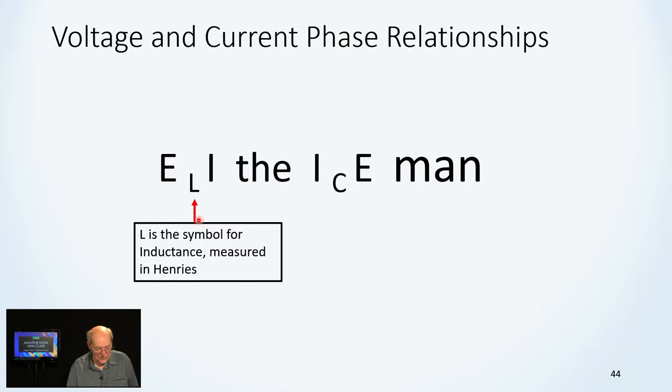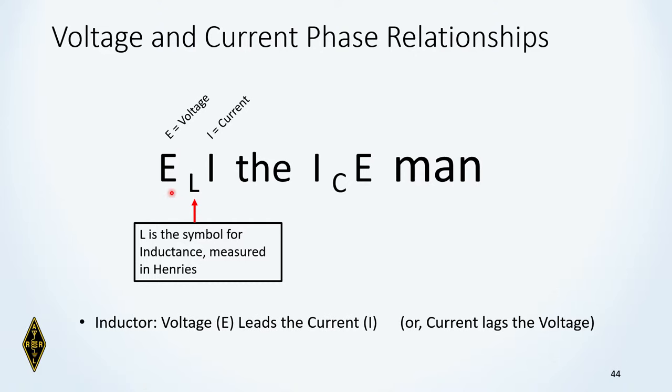Now, L is the symbol for inductance, measured in henrys. E represents voltage, I represents current. So for an inductor, ELI, the voltage, see the E comes before the I, so voltage leads current. Because E comes before I in our little word. Or you can look at this another way. You could say current lags the voltage. If you're referencing it to current, it's going to be lagging. It's behind the voltage, because that's how it appears in the word. And the pool will be interchanging these.